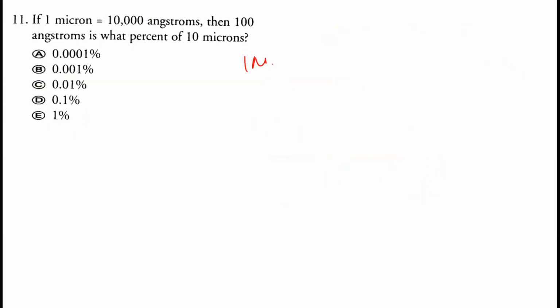Okay, so 1 micron equals 10,000 angstroms. Now then 100 angstrom is what percent of 10 microns? So 10 microns would equal 10 multiplied by 10,000 angstroms. So this would be 100,000.